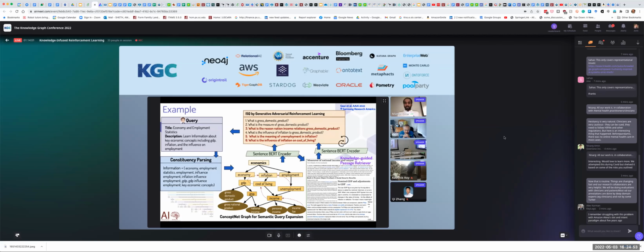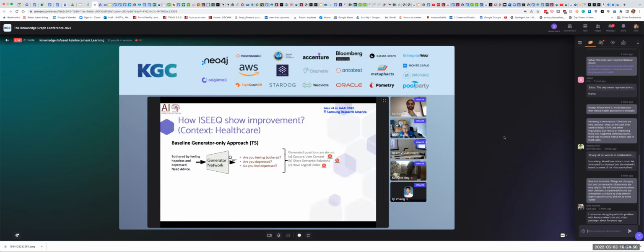So how do we seek such an improvement in ISEEK? If we took a baseline generator model, the T5, and gave it a user query about a person feeling bothered, hopeless and depressed, the questions generated were: are you feeling depressed, are you feeling bothered, or do you feel depressed? If you look at these questions, they do not have any logical order. They share some semantic relations with the user query, but they are more redundant, very specific to the terms present in the user query.